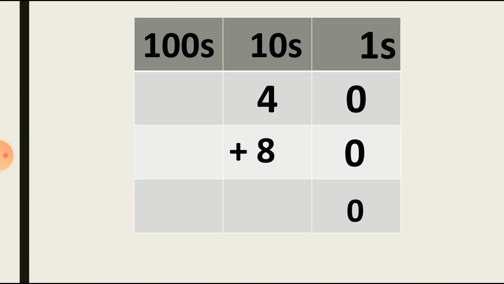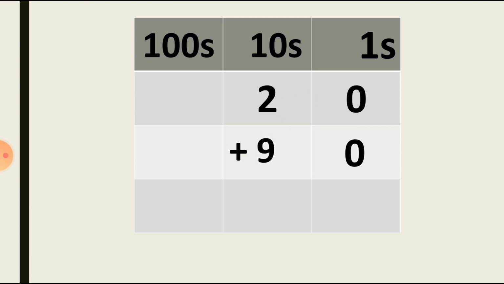Then the tens column. So 4 plus 8. So 4 plus 8 is equal to 12. So we can write 2 under the tens column and the carry forwarded number 1 we can write under the hundreds column this way. Now hope you can write down these sums by yourself also.